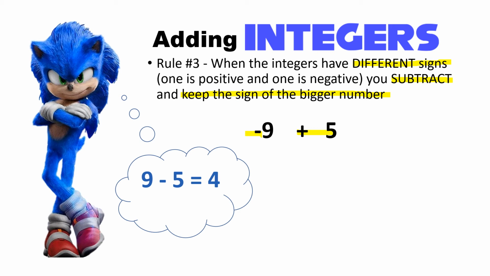Look back at the problem. Which one was bigger? The 9 is bigger, and that has a negative sign in front of it, so my answer is also negative. So negative 9 plus 5 is negative 4.